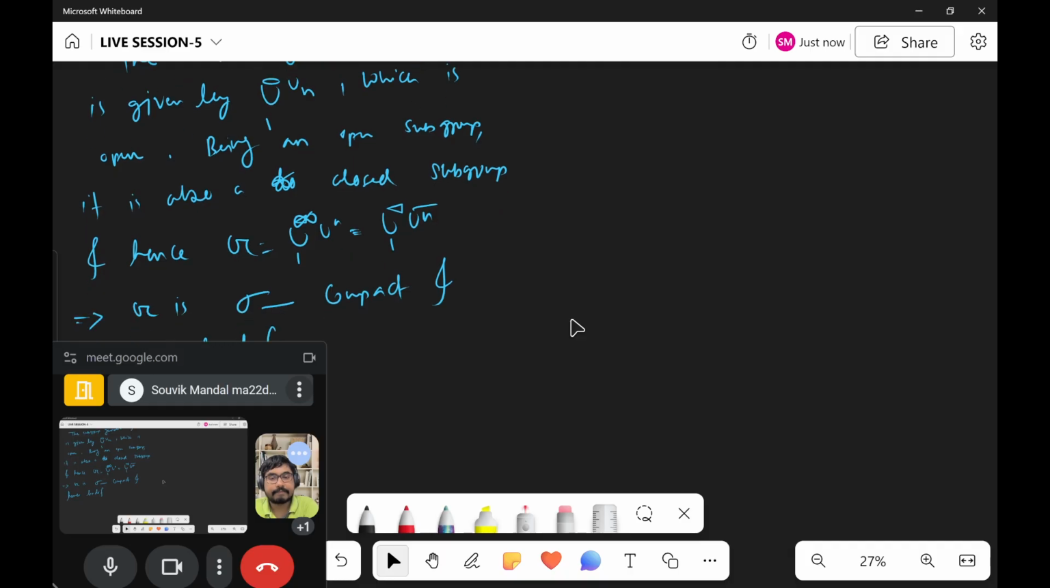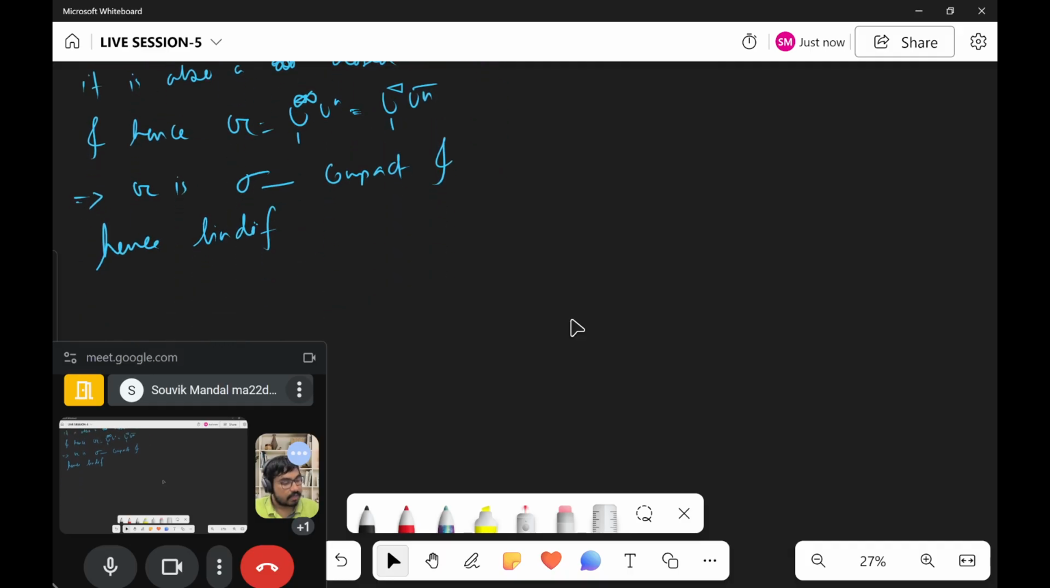And a Lindelof locally connected space is paracompact. So this is the full argument.